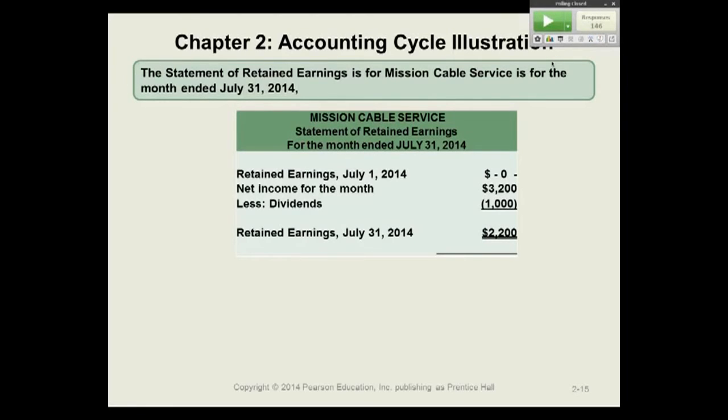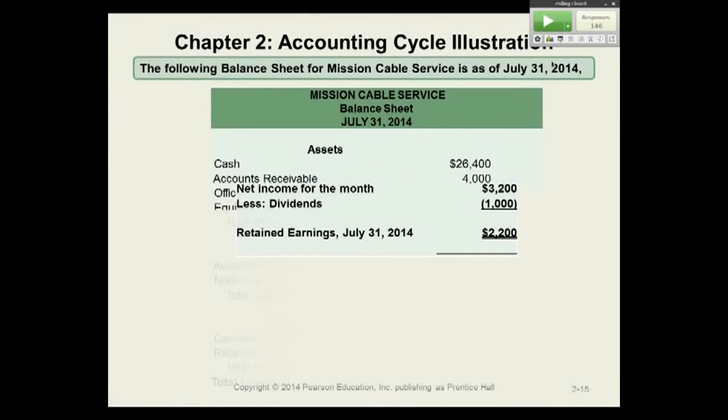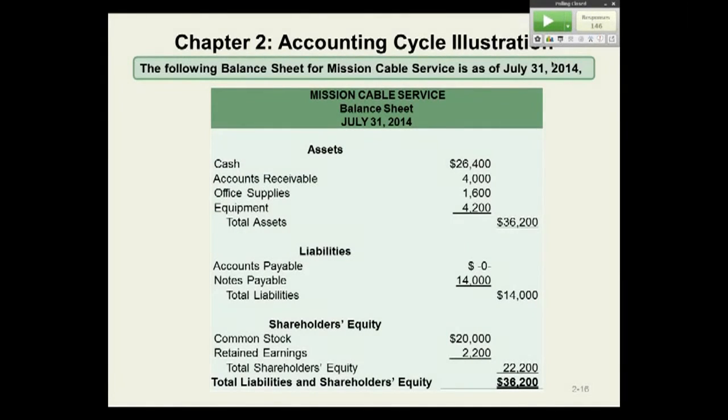Okay, now let's take our last statement, which is our balance sheet. Our balance sheet accounts will include cash, accounts receivable, office supplies, and then equipment. Our liabilities, of course, accounts payable is 0. Notes payable is 14. Common stock is 20. And now, of course, you need retained earnings to balance. So the retained earnings balance on the trial balance is not going to help you. You have to get it from the statement of retained earnings. That's where it's got to come from.